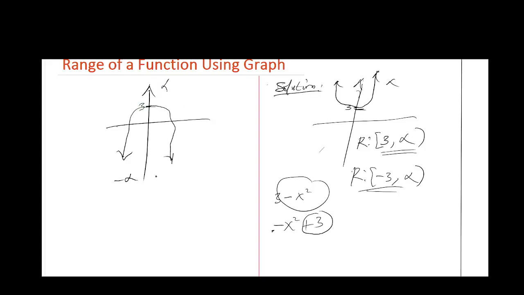And how do we now write the range of this? We can say that the range is from negative infinity. Remember, you write from the lowest to the highest, from negative infinity to 3. That is the range, right? Because 3 is included, we have to use the square bracket, and this gives us the range of this function.